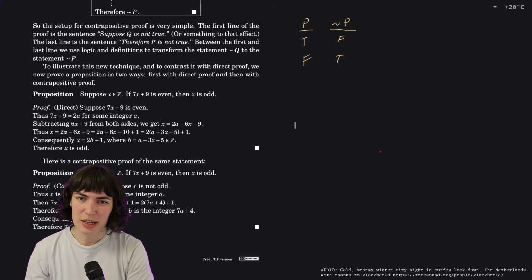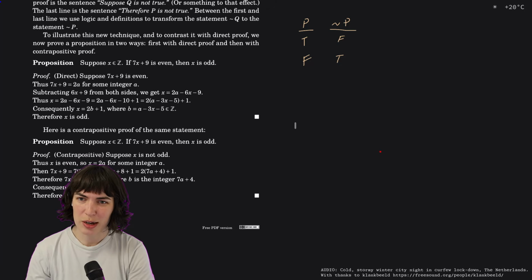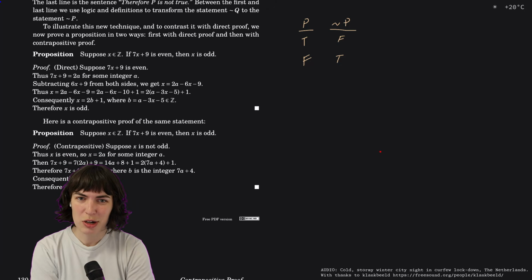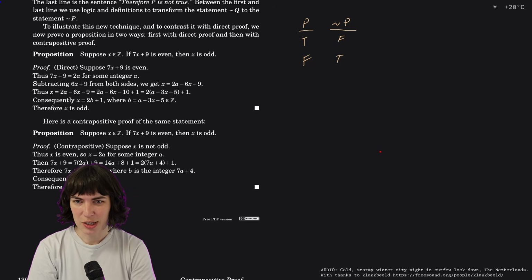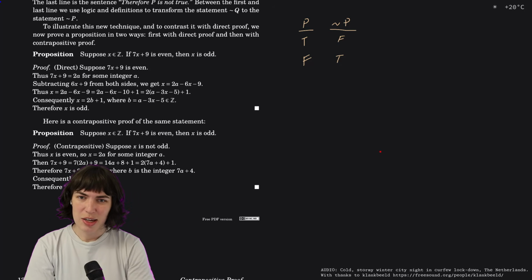To illustrate this new technique and to contrast it with direct proof, we now prove a proposition in two ways. First with direct proof and then with contrapositive proof. Proposition. Suppose x is an element of the integers. If 7x plus 9 is even, then x is odd.